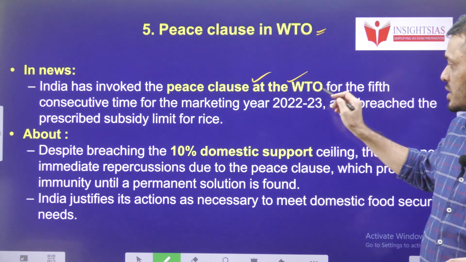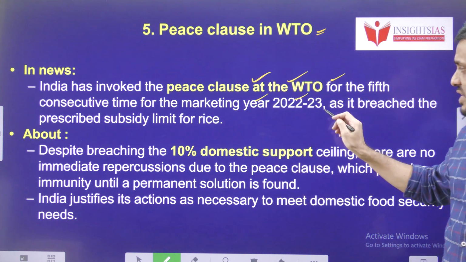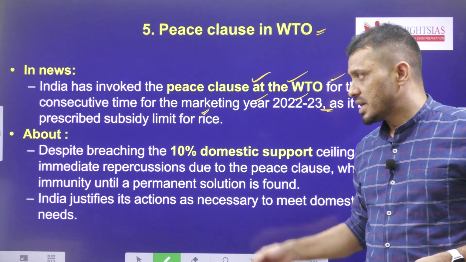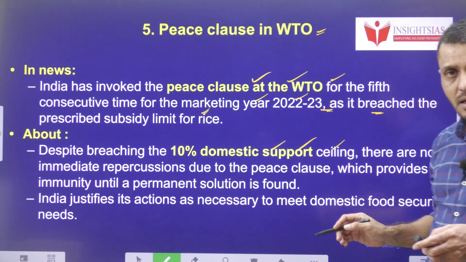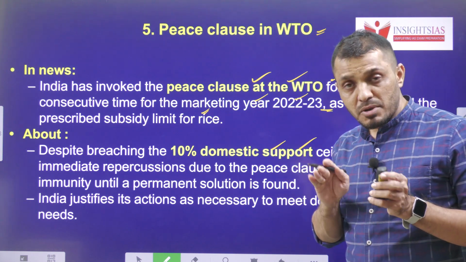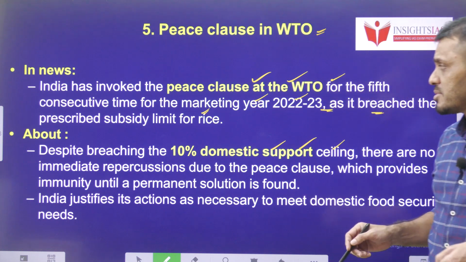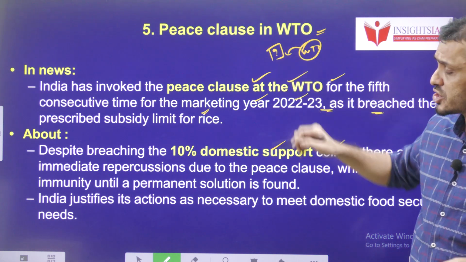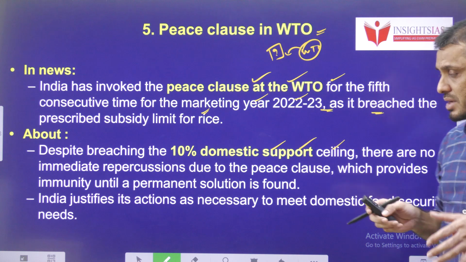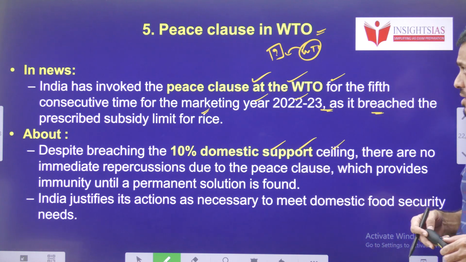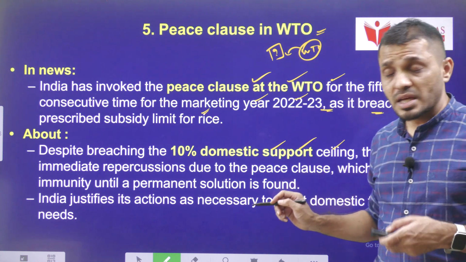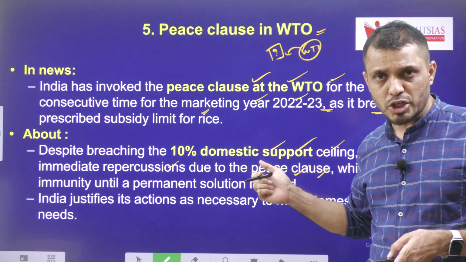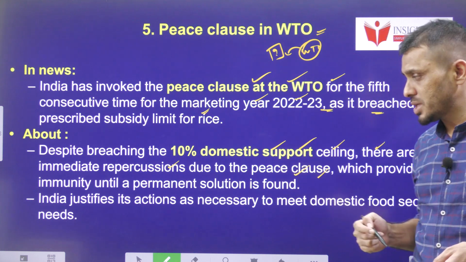India invoked the peace clause at WTO for the 5th time for the marketing year 2022-2023 as it breached the prescribed subsidy limit for rice. Let's see. Despite breaching the 10% domestic support ceiling, that means according to WTO rules the subsidy should not be more than 10%. Tell me students, before WTO, which international agreement used to govern international trade laws? And there are no immediate repercussions due to the peace clause. This peace clause provides temporary protection to the developing countries until a permanent solution is arrived at.